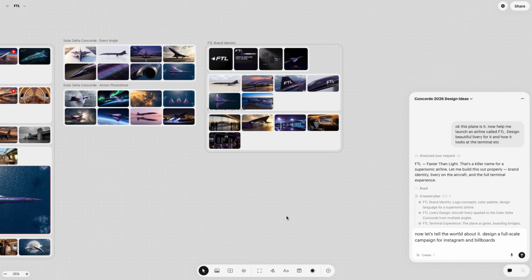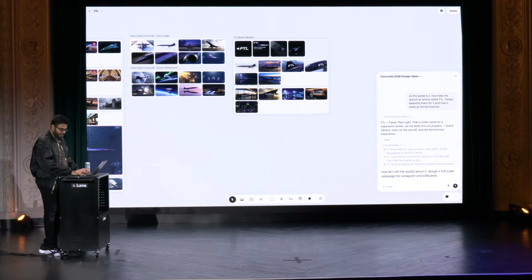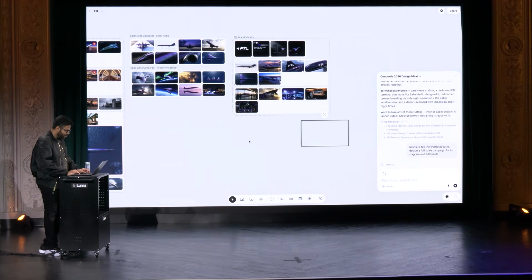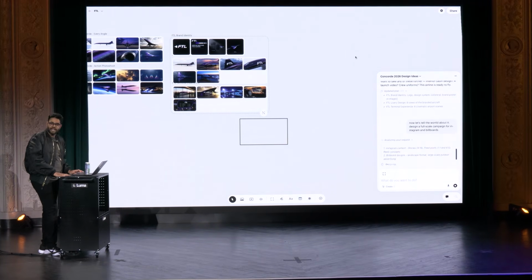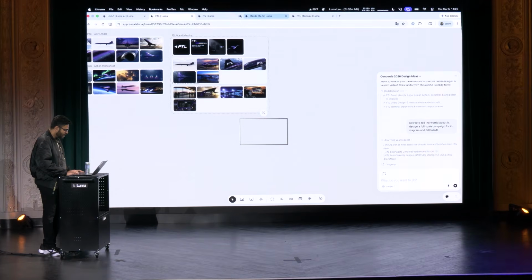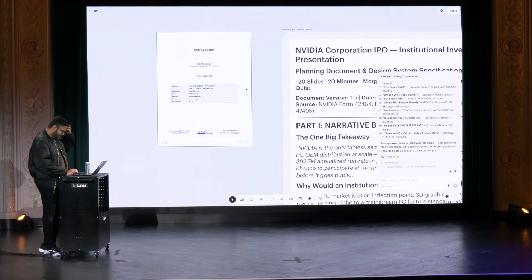So I'm going to ask it, now let's tell the world about it. Design a full-scale campaign for Instagram and billboards, and we'll let it do its job. In the meantime, we have to figure out how to pay for it. I think this is going to be very, very expensive.